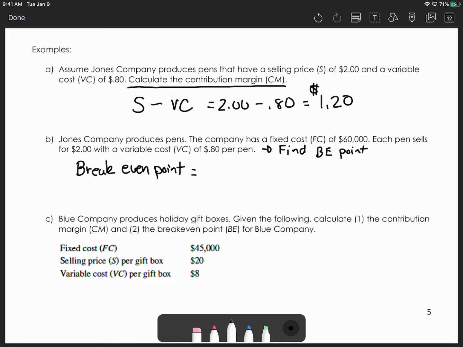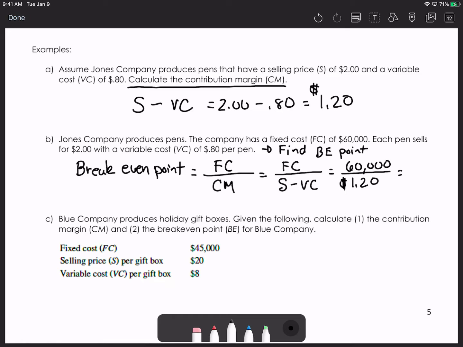To find the break-even point, we take the fixed costs and divide by the contribution margin. Or another way you could write it is the fixed cost over, since the contribution margin is the selling price minus the variable cost. That's another way you can write it. In this case, the fixed cost is the $60,000. And we already figured out what that difference was in part A, so I'm just going to write that down, that it's $1.20 because it's the selling price minus the variable cost. So I'm just going to put that in on my calculator.